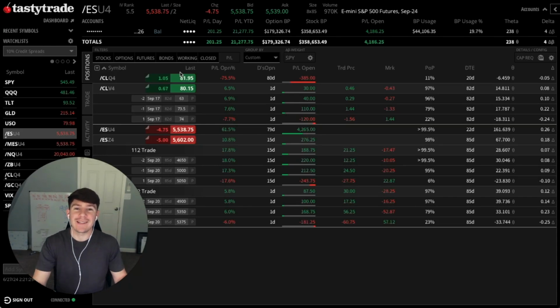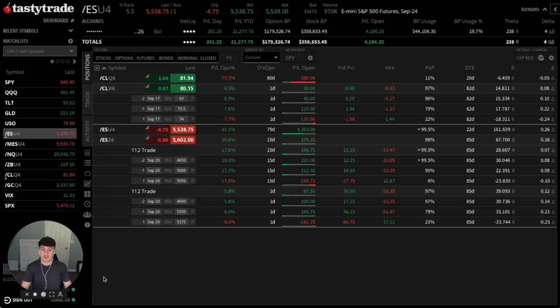Hey guys, I want to show you exactly how to turn the 112 trade into a put debit spread hedge, what that means, what it looks like, and how much downside protection it will give you. Let's dive into this so that you know exactly how to do this and can protect your account with it.